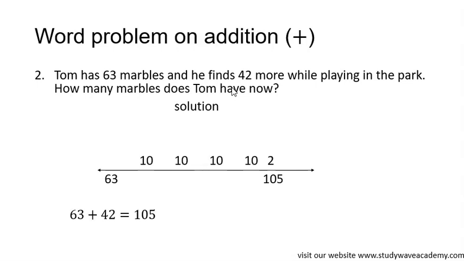We use the same pattern we did previously. We are first of all going to write 63 on our line. When you draw your line, you write 63. Now, how many tens does 42 have? It has 4 tens, right?